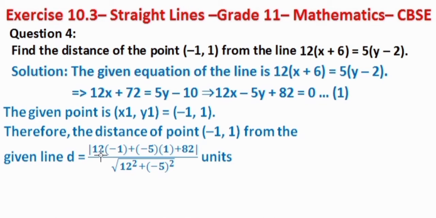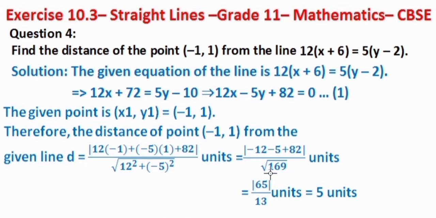Here what will happen? 12 into -1 is -12, -5 into 1 is -5, plus 82. Numerator, if we simplify, what will happen? -12 -5 plus 82. Here 12 square is 144, 5 square is 25. So 144 plus 25 is square root of 169. So the denominator is 13, the square root of 169 is 13. Numerator, when you simplify, what will we get? Modulus of 65. So 65 by 13 is nothing but 5 units. 65 by 13 is what?